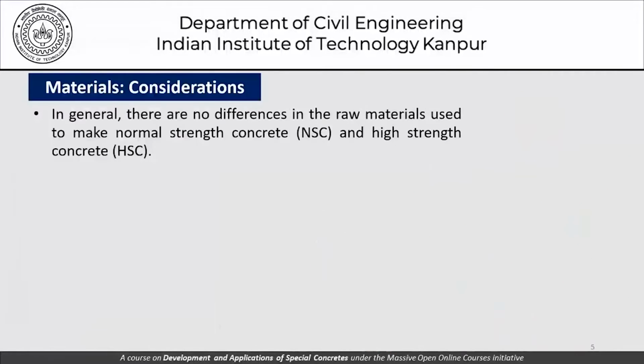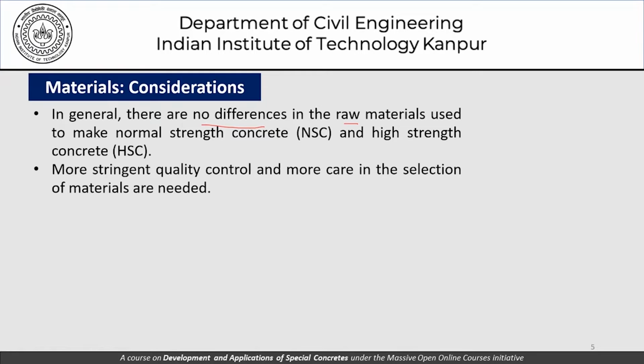This is something which I'm leaving to you to think about, search the literature and reason to yourself. Now, coming to the materials or the considerations that operate in our minds when we choose the materials for use in high strength concrete, there is no real difference between the raw materials used in normal strength concrete and the high strength concrete, except that more stringent quality control and greater care needs to be exercised in the selection of the materials. We talked about the care that we need to take as far as aggregates are concerned, and the same criteria holds for the other raw materials as well.